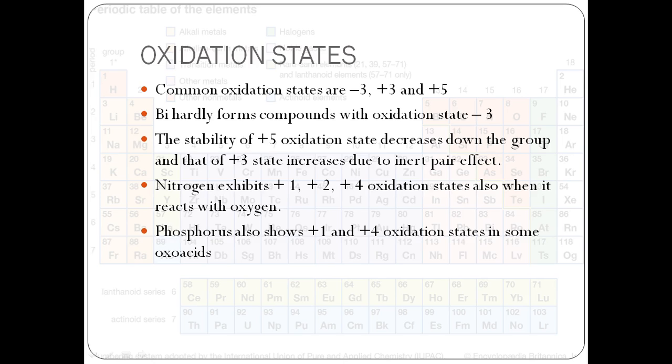Oxidation states. The common oxidation states of these elements are -3, +3 and +5. Tendency to exhibit -3 oxidation state decreases down the group due to increase in size and metallic character. Bismuth hardly forms any compound with -3 oxidation state. Stability of +5 oxidation state decreases down the group, whereas that of +3 increases, and this is due to inert pair effect.